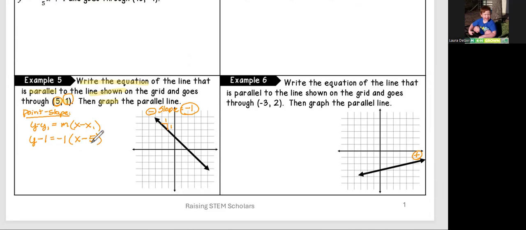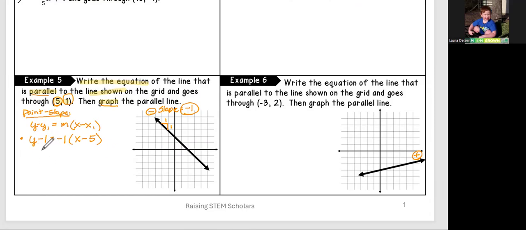Now, for me to graph this, they wanted us to write the line that's parallel. Well, this line is parallel here. We've gotten that far, but they want us to go ahead and graph it, and it's not as easy to graph off of this as it is to just get it in slope intercept.